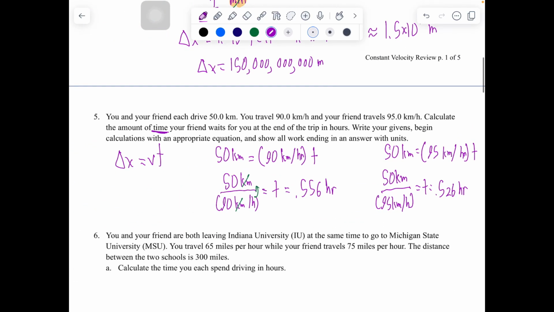Okay. So now, we figured out how long it takes for each person to get there. Here, this is you. This is your friend. So now we have to decide the amount of time your friend waits for you at the end of the trip. Well, really, what's going to happen? Your friend arrives, and then you arrive. What we can do is just take the time that it takes you and subtract the time it takes your friend. Because your friend gets there, but you haven't gotten there yet, right? You get there in that difference of time. So this would just be 0.556 minus 0.526. And we find out, okay, they wait 0.03 hours.